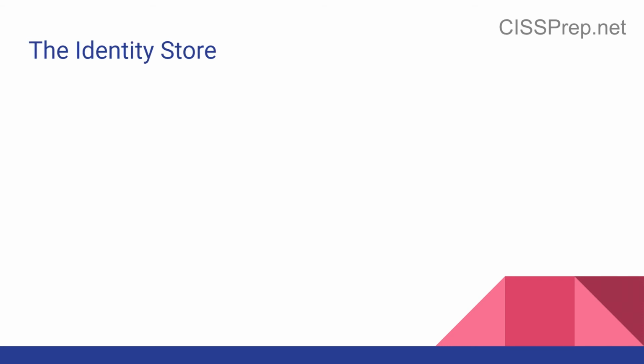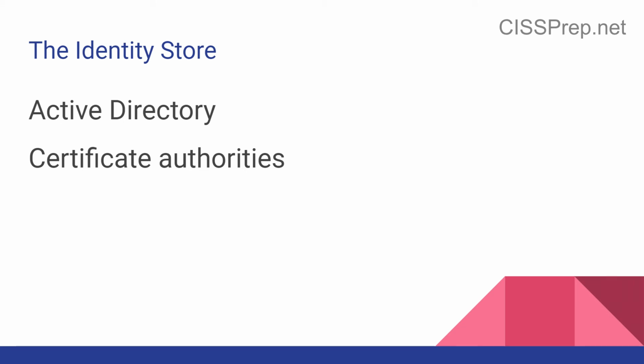Moving on to the identity store. The identity store is a directory that contains information about users. It includes application IDs, names, memberships, credentials, and identification attributes. It allows applications to authenticate against it. Active Directory is an example. Certificate authorities are another example. They maintain certificate identity stores.